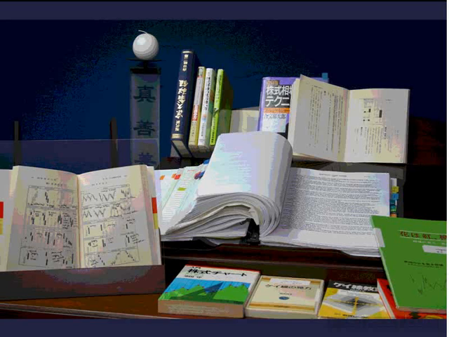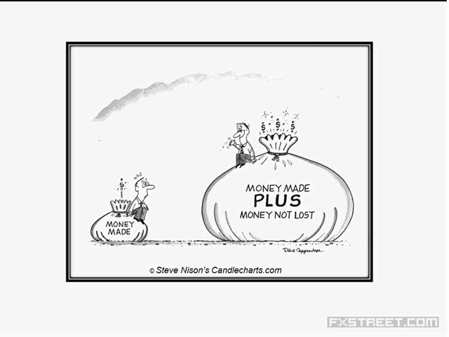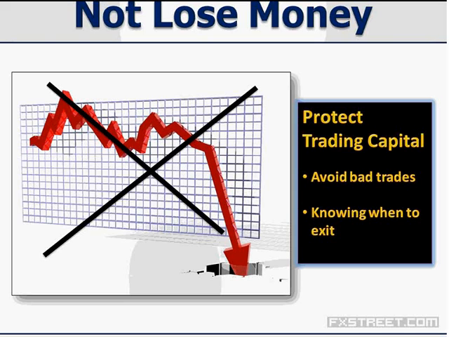But we'll show you some of the major attributes of candles, and especially, our goal when we're trading is making money. So we're going to start to show you how you could use Nison candles correctly to find those golden trading opportunities. But just as important as knowing how much money to make today, it's all added together. Okay, how much you made and how much you didn't lose. So we'll look at some of the ways you can avoid some potentially bad trades as well. And that's another part of the goal, not to lose money. And that means protecting trading capital. And we'll look at how to avoid some bad trades. And again, there's a lot of strategies we won't have time to go into, like knowing when to exit.